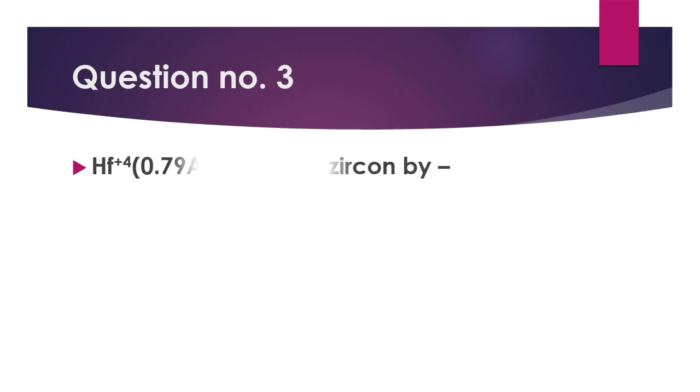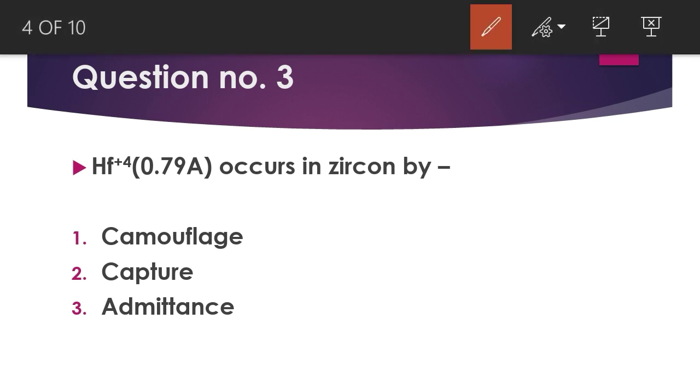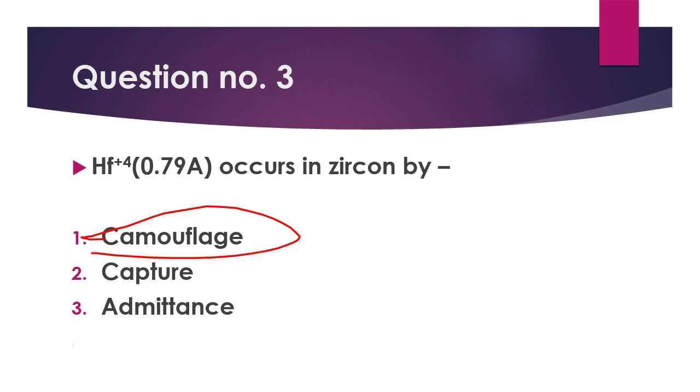So the third question is, hafnium occurs in zircon by. So as you know, in the zircon there is a substitution of zirconium ion by hafnium, and in this case there is a camouflage type of ionic substitution. Okay, so what happens is, in the camouflage, you have the similar ionic potential of both the ions, zirconium and hafnium. So option number 1 will be your right answer.